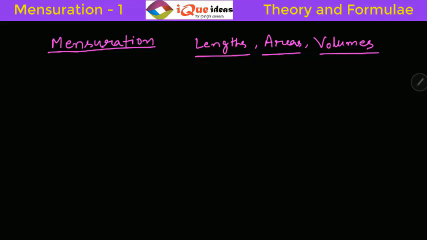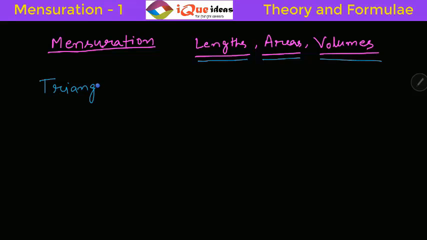It's a small and simple topic. There would be direct questions asked on the topics related to mensuration. Mainly the questions are related to lengths, areas, and volumes, right? So we'll take them one by one. Let's take up the first topic that we have in this session, things related to triangles, right?